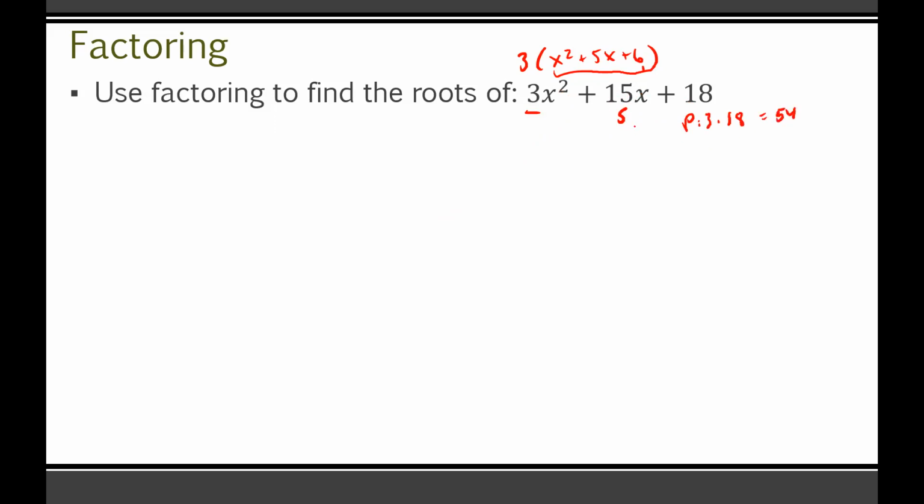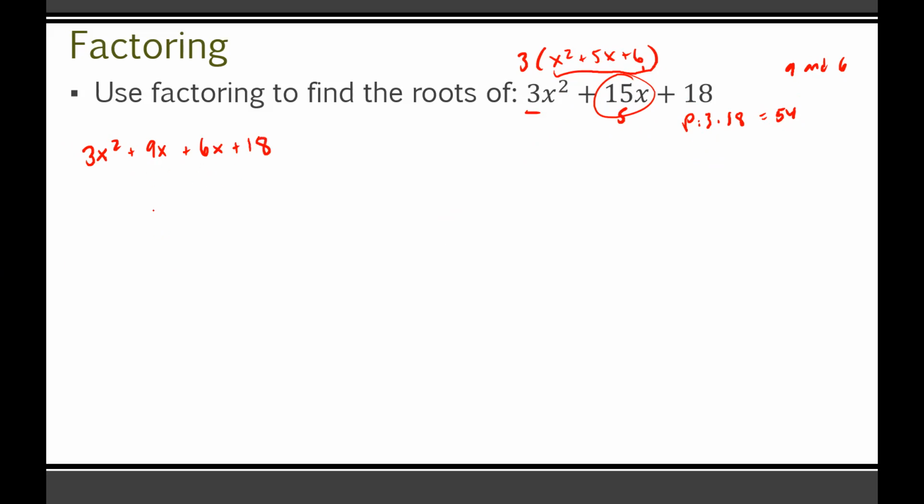There we go, 54. So I have to ask myself, what two numbers add together to give me 15, but multiply together to give me 54? Spare you the trouble, just if you think about it for a little while, the answer is going to be 9 and 6, because 9 plus 6 is 15. 9 times 6 is 54. So since it was 9 and 6, I'm going to use those two numbers to split apart the middle term. So this will become 3x squared plus 9x plus 6x plus 18.